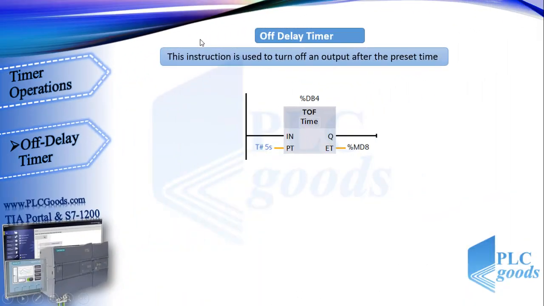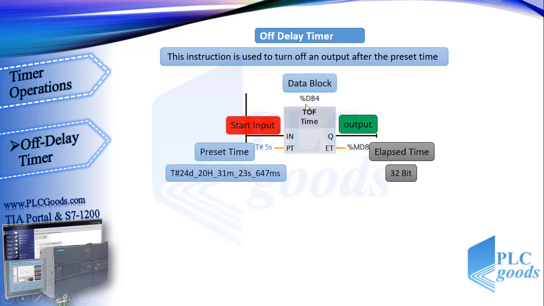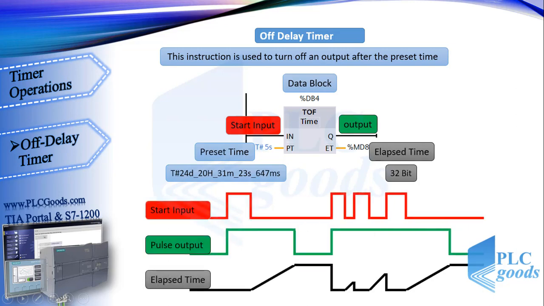Now, let's see another timer. Off delay timer. This instruction is used to turn off an output after the preset time. The ladder symbol of this timer is like the previous. We can notice this timer with a small syntax, TOF. Now see this diagram.